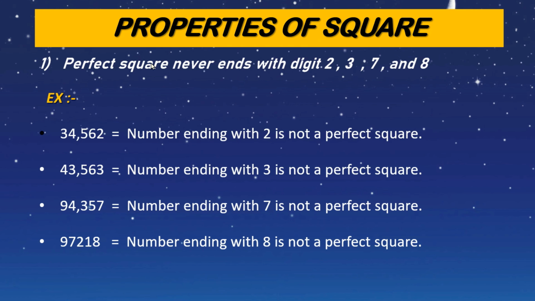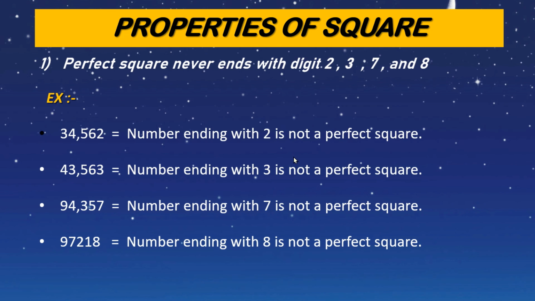Let's see the properties of squares. A perfect square never ends with digit 2, 3, 7 or 8. In this statement, we have discussed that a perfect square never ends with digit 2, 3, 7 and 8. Let's take some examples.